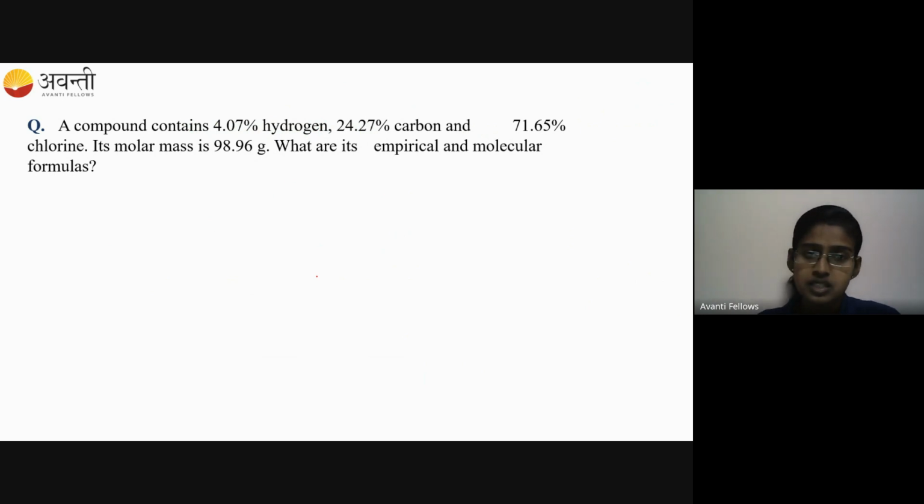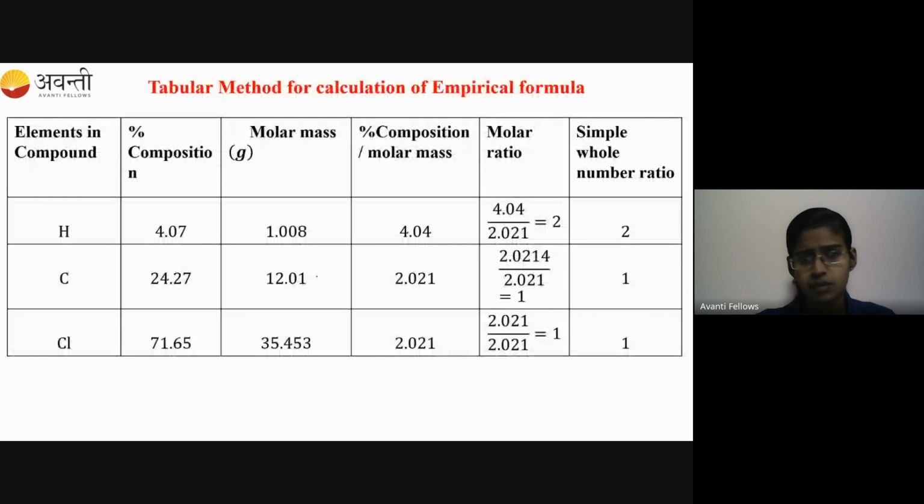To solve this, we can use a tabular method for calculation of the empirical formula. This is that table. The first column is the element, and hydrogen, carbon, and chlorine are the elements given in the question. Next you have to take the percentage composition of each element given in the question. So I have written all the percentage composition. Now I have to take the molar mass of each atom. The hydrogen molar mass is 1, for carbon it is 12, and for chlorine it is 35.5, exactly 35.45, but you can take it as 35.5 also. So this is the third column.